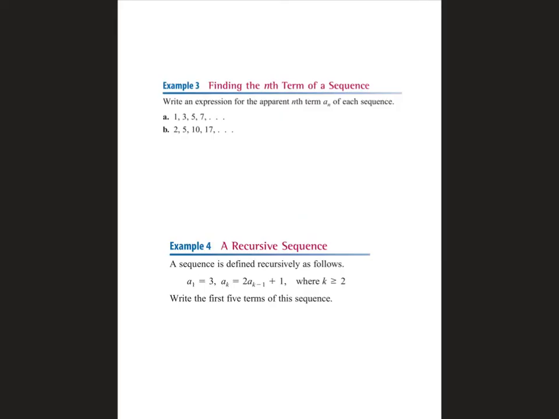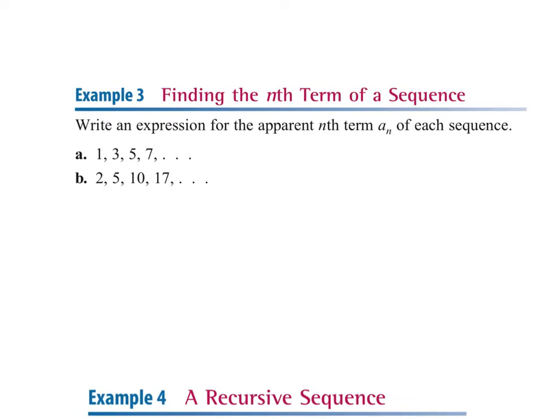All right. For example 3, we have to write an expression for the apparent nth term a sub n for each sequence. So we are coming up with the sequence now, given the first 4 terms. So we would do this by stating our first 4 terms. For A, our first 4 terms are 1, 3, 5, and 7. So 1 is term 1, 3 is term 2, 5 is term 3, and 7 is term 4. So I'm going to make a little XY chart here for our terms.